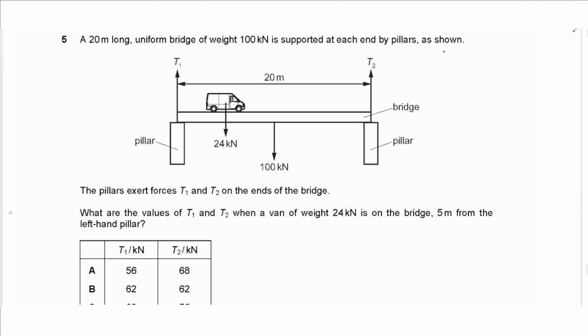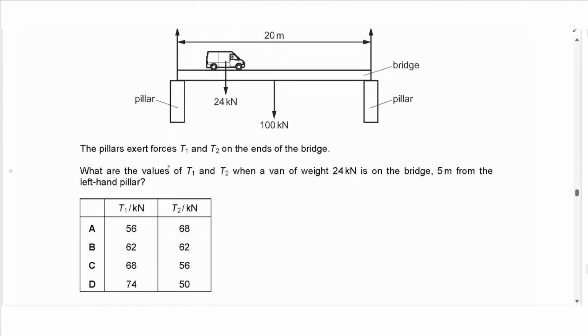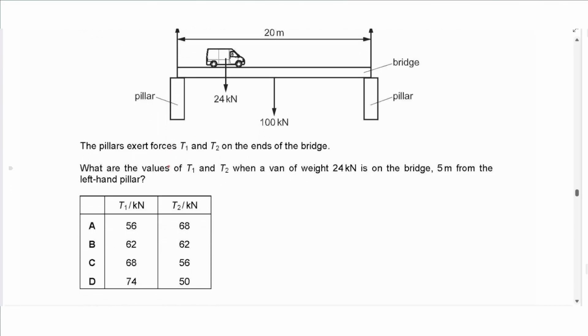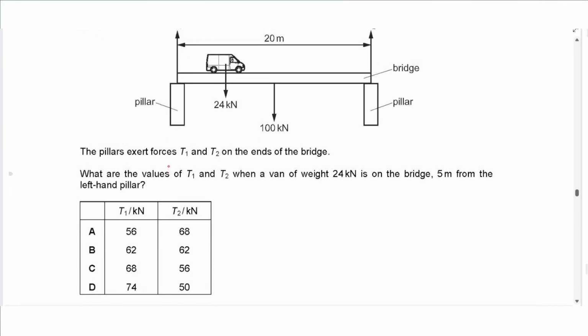Question 5 says a 20-meter long uniform bridge of weight 100 kilonewtons is suspended at each end by pillars as shown. The pillars exert forces T1 and T2 on the ends of the bridge. What are the values of T1 and T2? So if we need to calculate, for example, T2 at first, we need to take the point at T1 to be the pivot, and we say that these forces perform a clockwise moment and only T2 creates an anti-clockwise moment, and we use the principle of moments that says that clockwise moments is equal to anti-clockwise moments if there is no rotation.